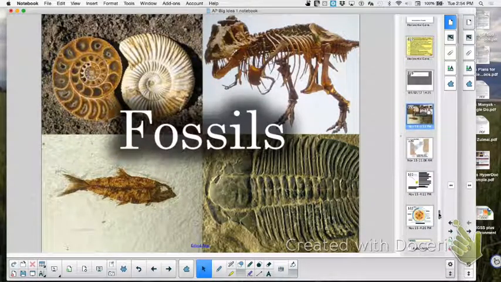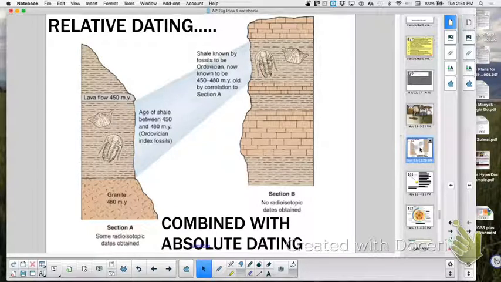Fossils. Okay, so we've talked a little bit about this before. Relative versus absolute dating. Relative dating, I'm saying whatever layers on top are younger, layers on the bottom are older. And you can use things like index fossils, where they're only found during a certain time, in your relative dating. If it's only found 450 million years ago, then the ones above have to be younger than 450 million, and the ones below would have to be older than 450 million years, right? So that's relative dating combined with absolute dating.